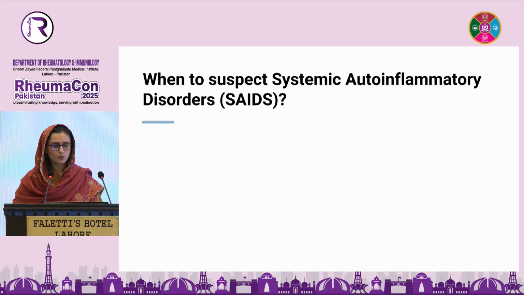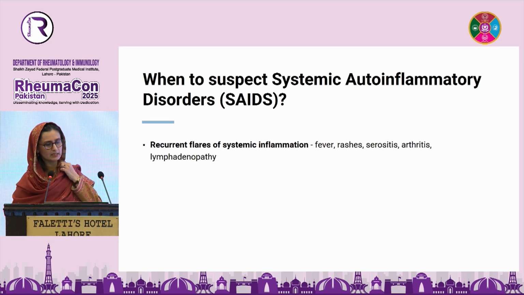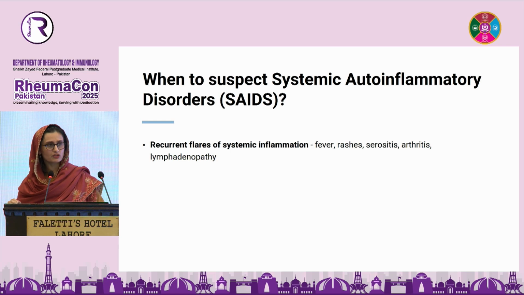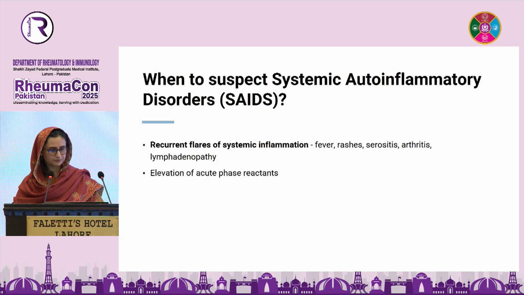Right, so when should we suspect somebody is having SAIDs? The first and foremost point is recurrent flares of systemic inflammation in the form of fever, rashes, serositis, articular involvement, lymphadenopathy. And all these features must not be attributable to any infectious cause or any other malignant process going on in the body. There should be no plausible explanation for these features.